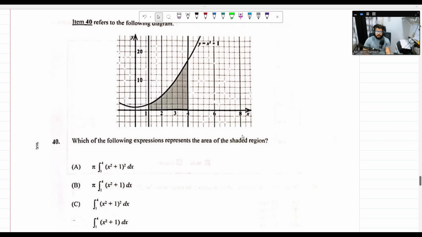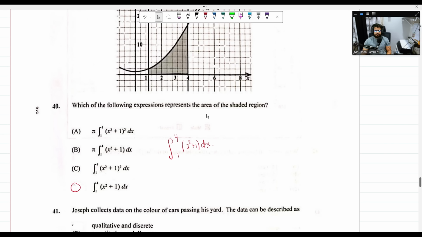Alright. Which of the following represents the area of the shaded region? So I can see that the region is bounded by a curve, by 2 vertical lines, and by the x-axis. So there's 4 things that need to happen before I write this down. It's going to be the integral, I'm going to put it down next to the answers, the integral between 4 and 1 of x squared plus 1 dx. So 4 and 1, x squared plus 1, the answer is D. Right, just make sure they're asking for area, not volume. Just make sure.